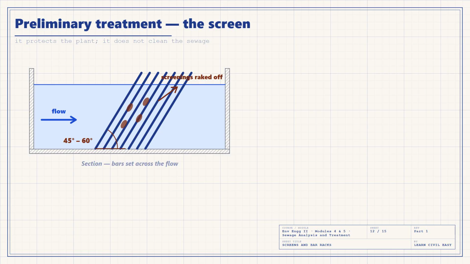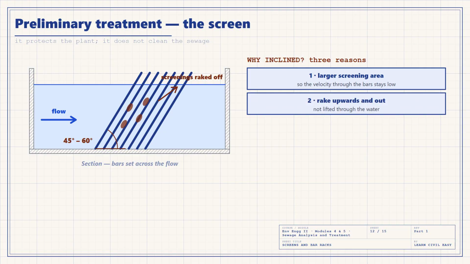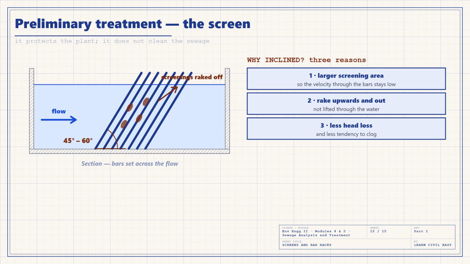Why is the screen inclined? 3 reasons, and a good answer gives all 3. It gives a larger screening area than a vertical screen in the same channel widths, so the velocity through the bars stays low. It lets the screenings be raked upwards and out instead of being lifted through water. And it reduces the head loss and the tendency to clog.